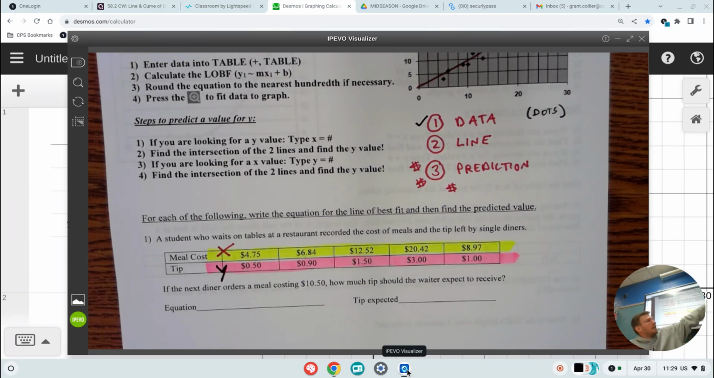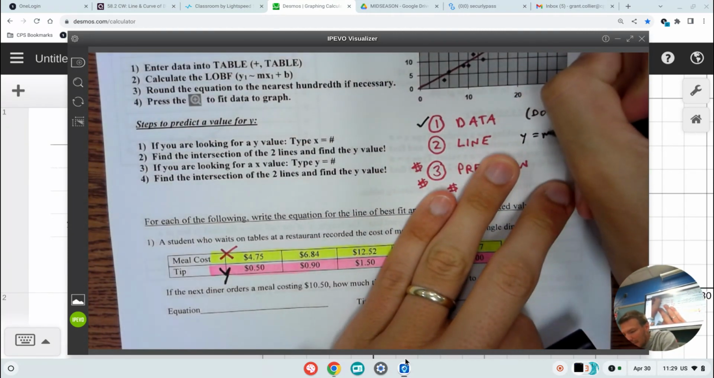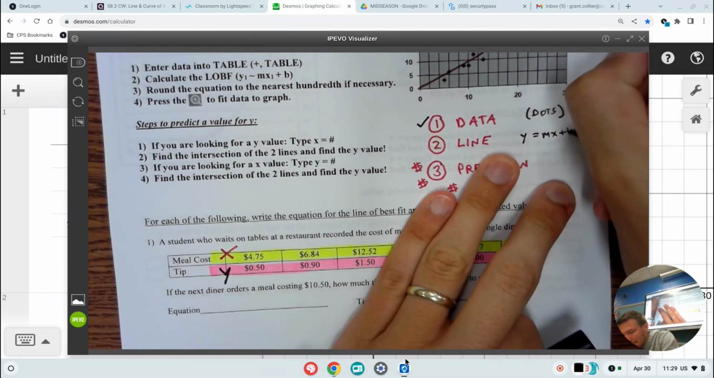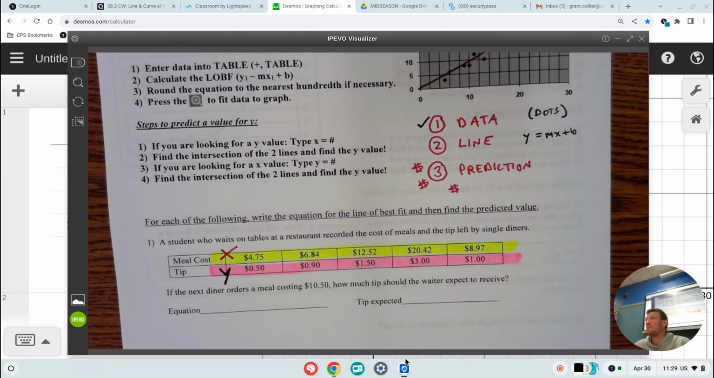Look up on the wall up there. It says y equals mx plus b. I'll write it on my paper as well. Y equals mx plus b. Do you remember y equals mx plus b? It's called slope-intercept form, and it's just the equation of a line. And so, if we want to make a line, we're going to write y equals mx plus b.